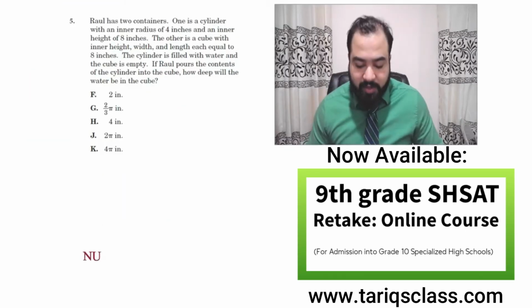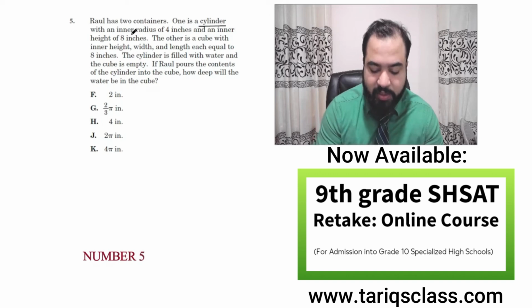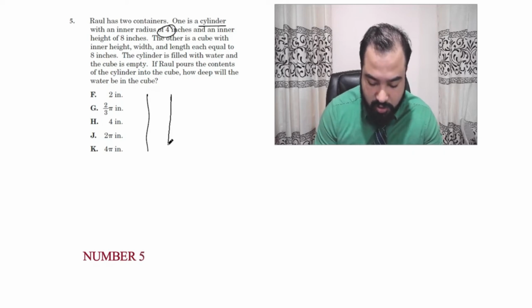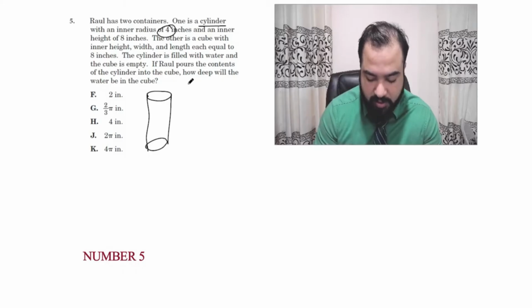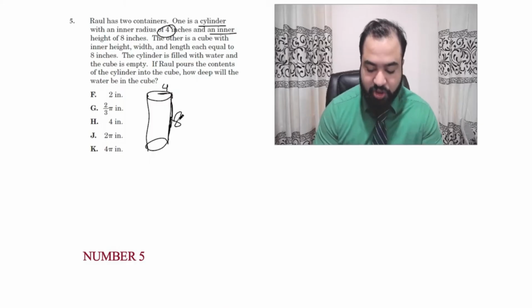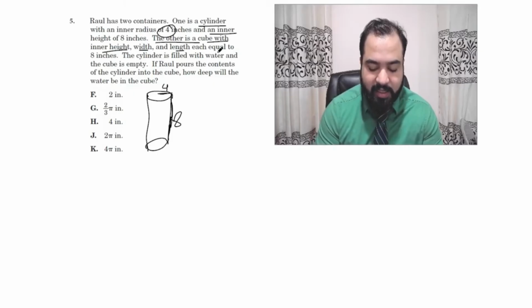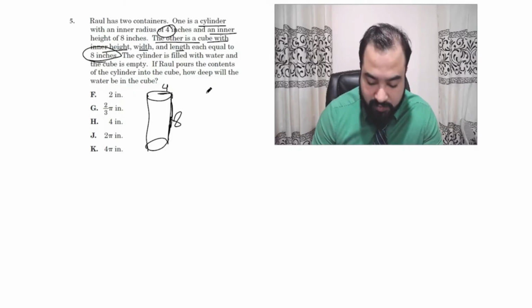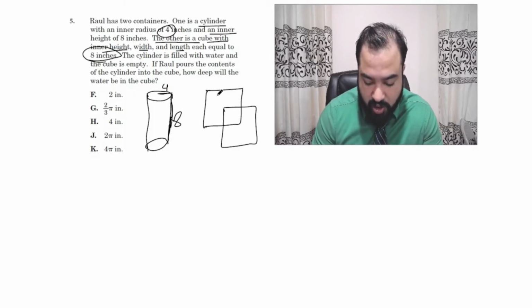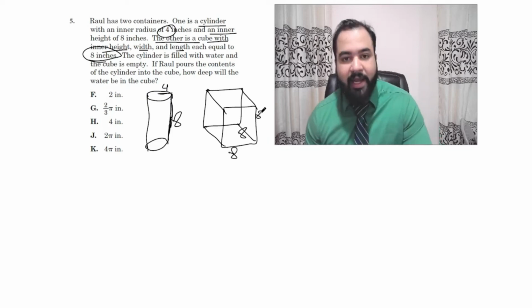So number 5. Raul has 2 containers. One is a cylinder with an inner radius of 4 inches. So let's draw a cylinder with an inner radius of 4, and an inner height of 8 inches. The other is a cube with inner height, width, and length each equal to 8 inches. So let's draw the cube, which has length, width, and height all 8 inches.